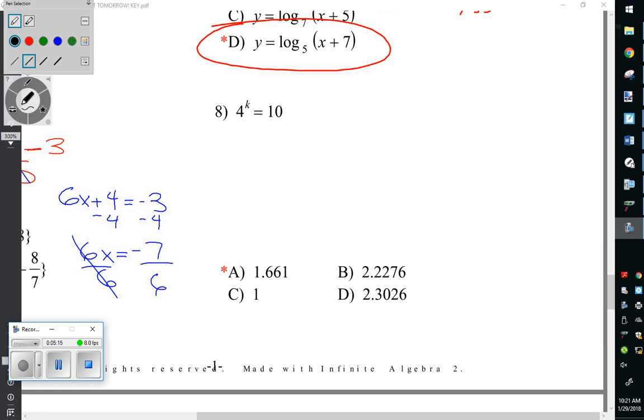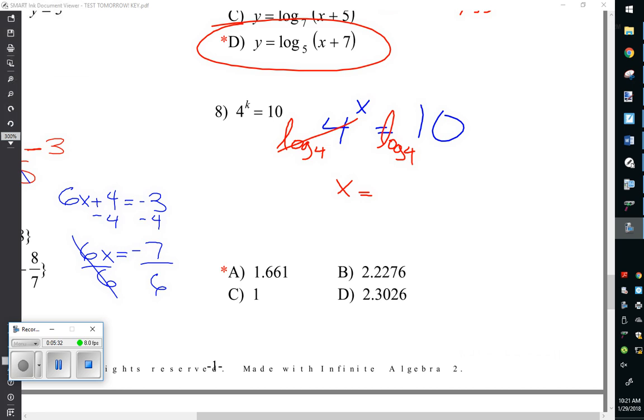Next one, 4 to the power gets me 10. I want to get rid of the 4, so to get rid of that 4, we do the opposite. The opposite of 4 is log base 4 on both sides. That cancels. On the other side, I'm doing log base 4 of 10.